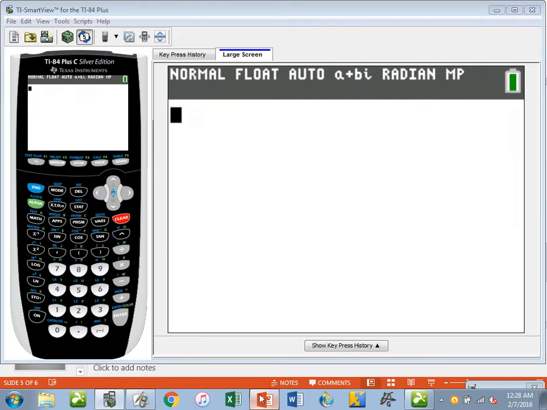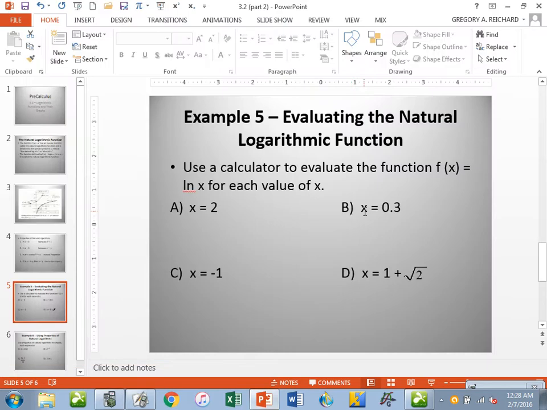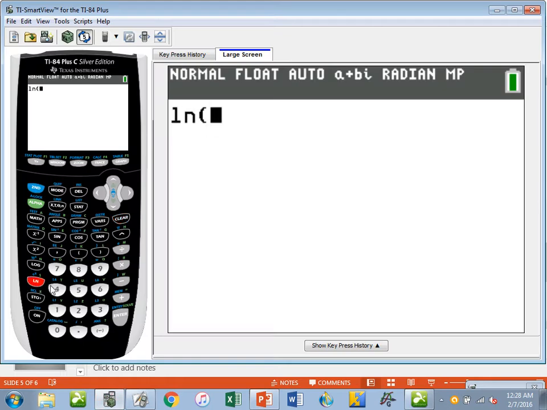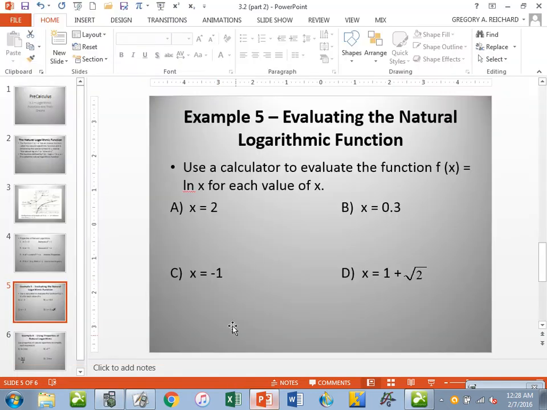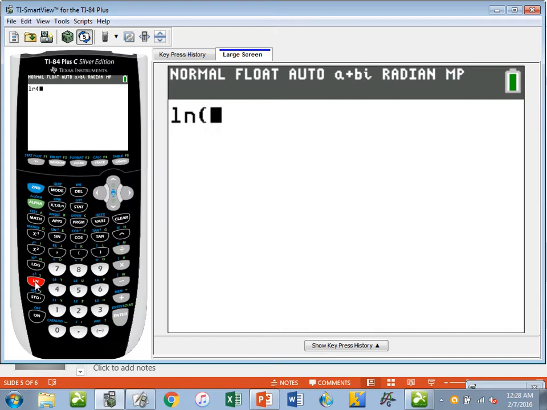For part B, I'm going to take the natural log of 0.3. I get negative 1.20, because if I were to do the natural base to that power, I would get a value of 0.3. So that's for part B. For part C, I'm going to take the natural log of negative 1. So when I do that, I get the natural log of negative 1.